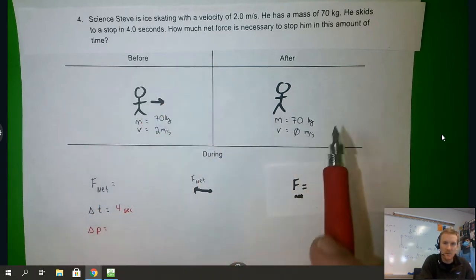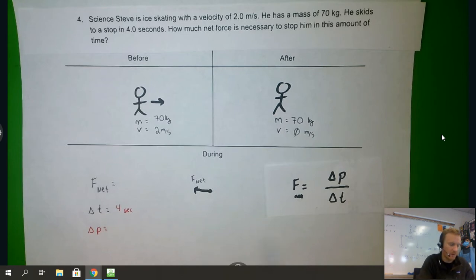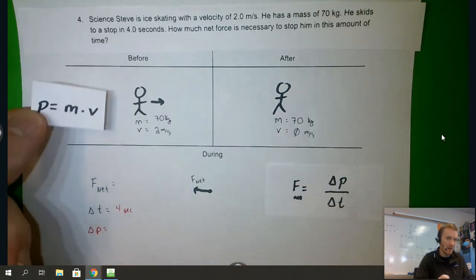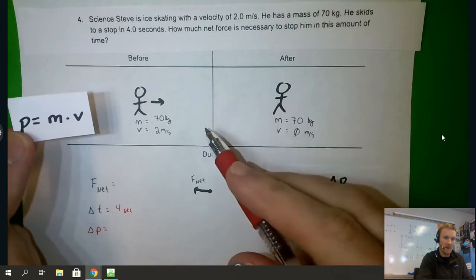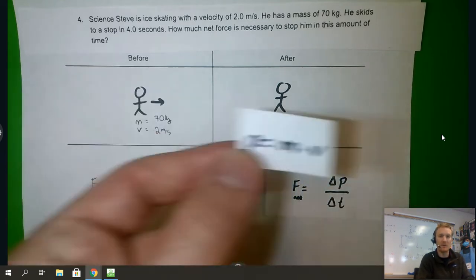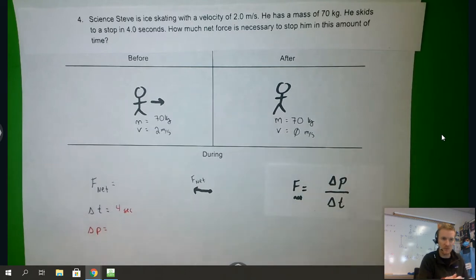Okay, so to figure out the change in momentum, we just have to figure out what was his initial momentum before, and what was his momentum afterwards. Recall that momentum is equal to your mass times velocity. So we have the mass and velocity both before and after. And if we can figure out the momentum before and after, we can figure out the change in momentum.